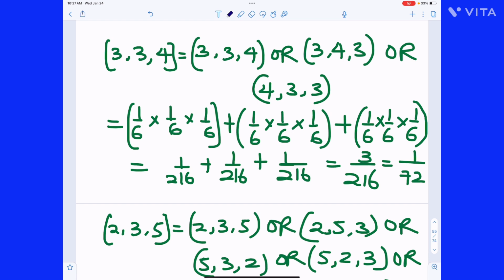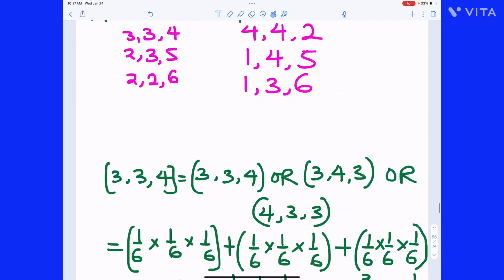So from die A, probability of getting a 3 is 1 over 6. From die B, 1 over 6. Then probability of getting a 4, 1 over 6. So you compute that for each bracket, you get 1 over 72. That's the probability of getting a total score of 10 from the results 3, 3, and 4.